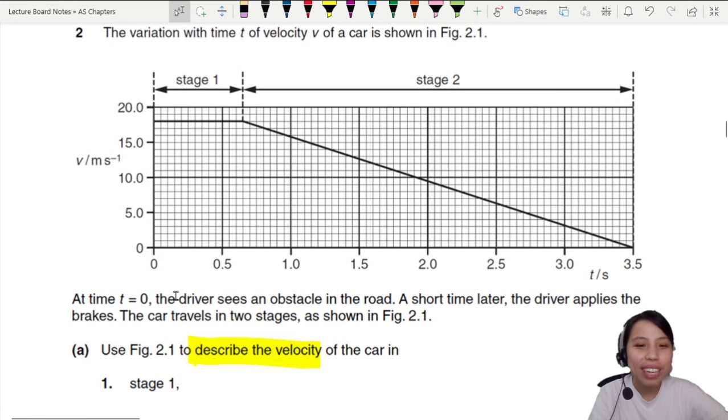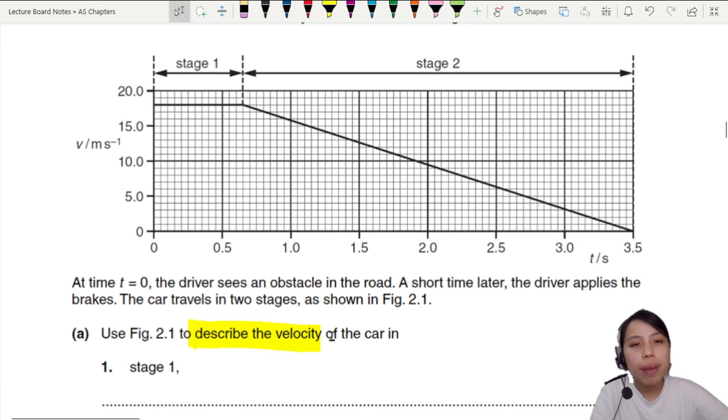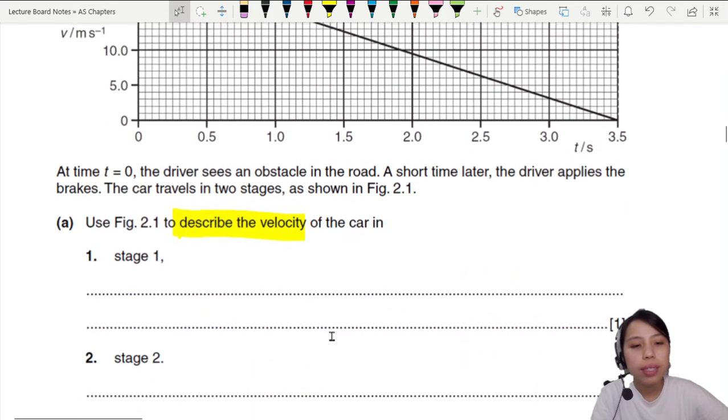So at stage 1, driver see obstacle in the road. But then a short time later, the driver apply the brake. Why got delay? Human reaction time. I see the thing there, I haven't stepped on the brake yet. So steady and then decrease. Describe the velocity in stage 1 and stage 2.